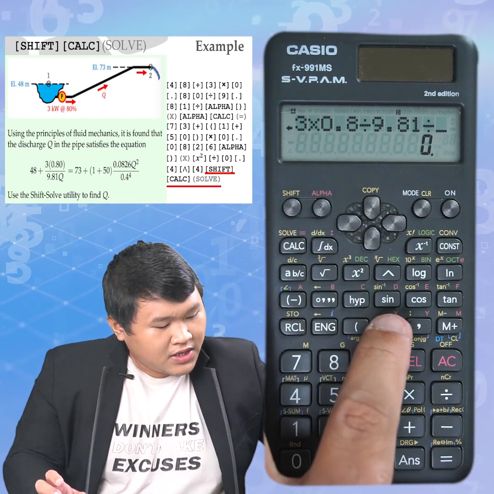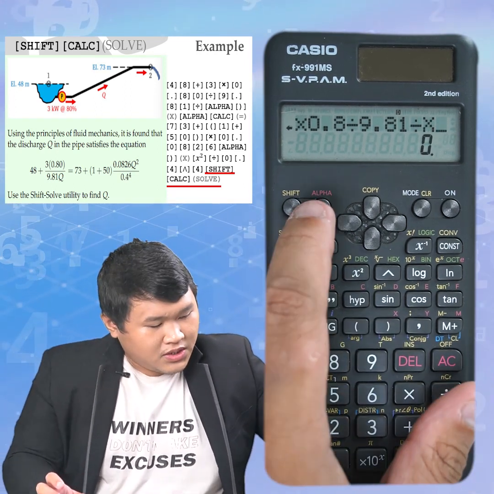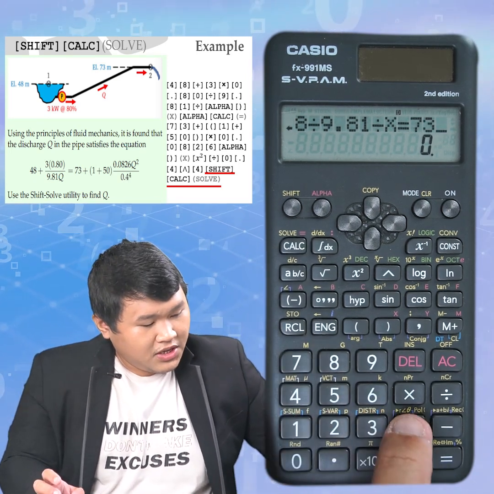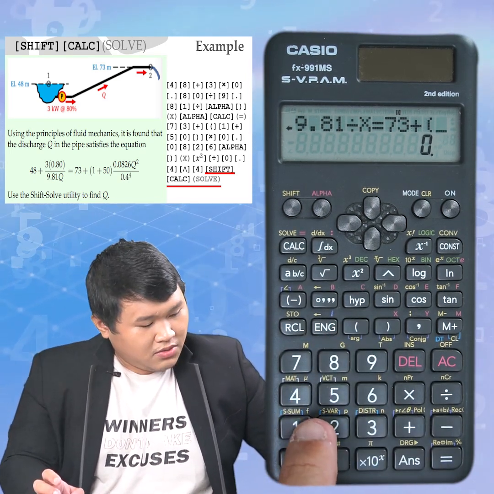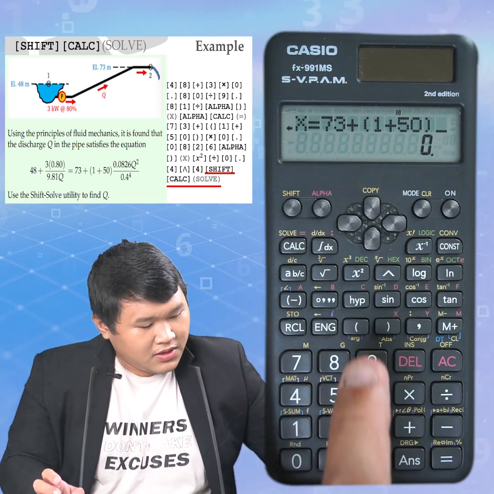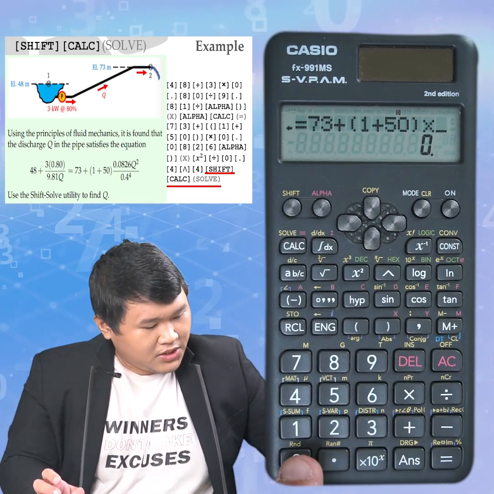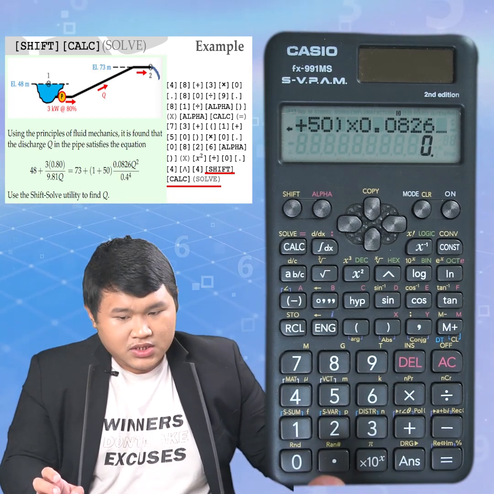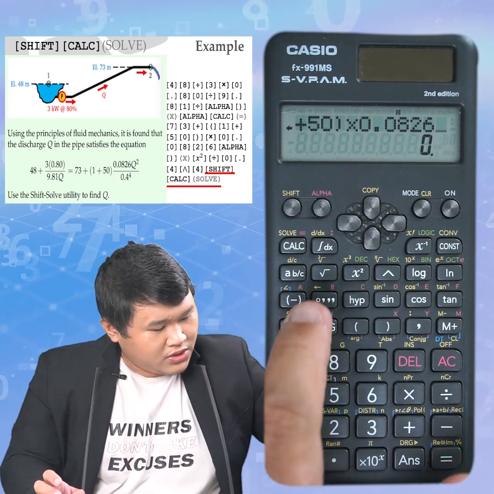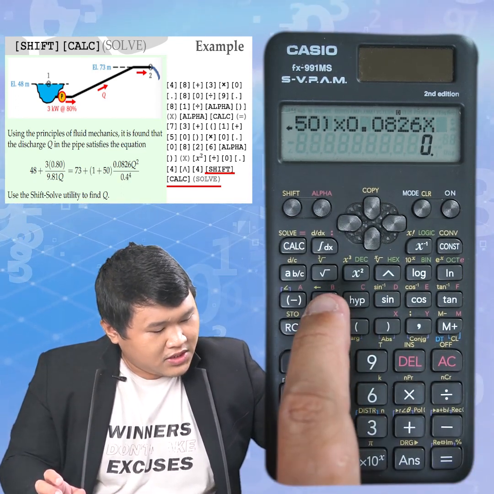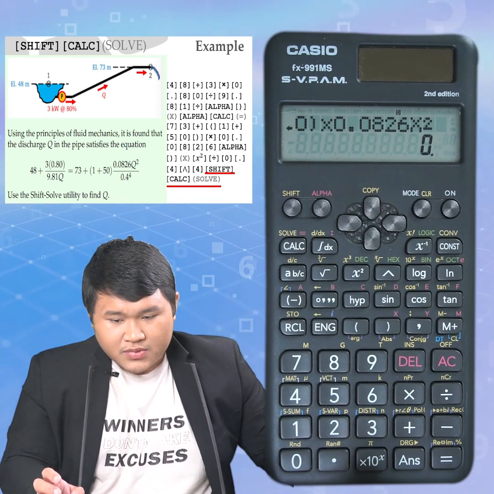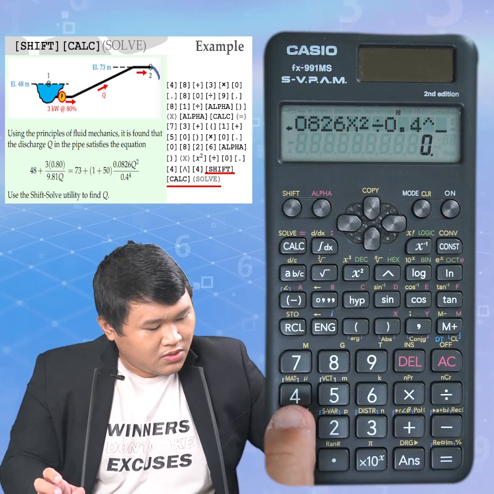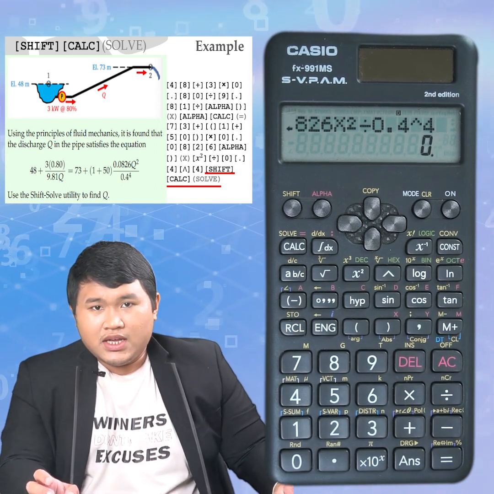So we have alpha and then X for Q, and then equals alpha and then calc, and then 73 plus quantity 1 plus 50, and then times 0.0826, then x squared. So alpha close parenthesis x squared, and then divided by 0.4 and then raised to 4. So that is the equation.